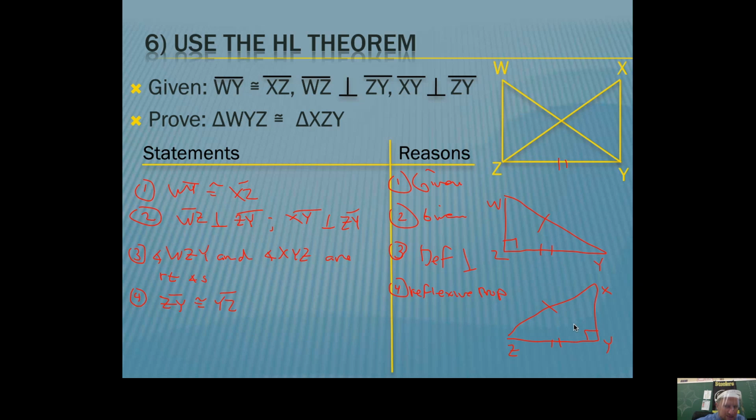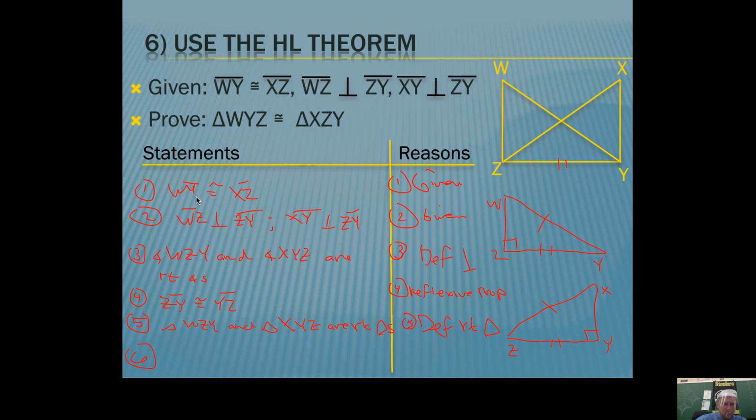Now, at this point, I think you can see that these aren't congruent by side angle side, but they are congruent by HL. You have congruent hypotenuses and congruent legs in right triangles. So you need to say that these two triangles are right triangles. So make sure you say triangle WZY and triangle XYZ are right triangles. How do you know they're right triangles? Well, you already know they have right angles. That's the definition of what a right triangle is. If it has a right angle, it's a right triangle.